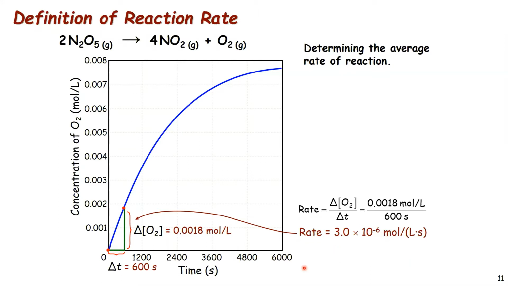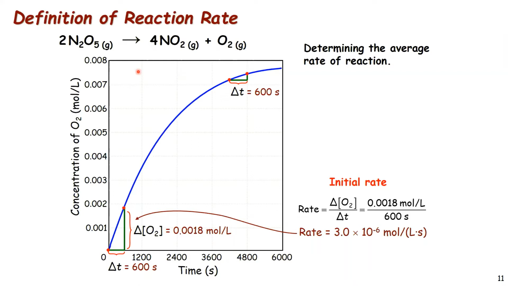Now we could actually determine the average rate later on in a reaction, right? This is our initial rate. This is an important one. This is the one that we would want to measure. But we could measure the rate at some later stage in the chemical reaction. So here we're talking from about 4,200 seconds up to 4,800 seconds, okay?